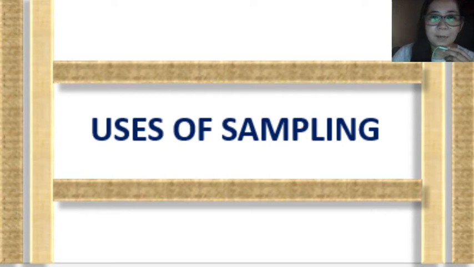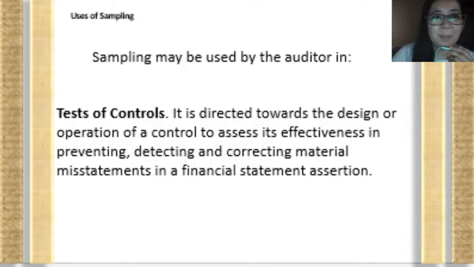Okay, for this next video lecture, we will be discussing the uses of sampling. Sampling may be used by the auditor, and we have mentioned some of this in the previous video lectures under this module. Again, sampling may be used for the test of controls. In this case, sampling is used to direct towards the design or operation of a control to assess its effectiveness in preventing, detecting, and correcting material misstatements in the FS assertion.